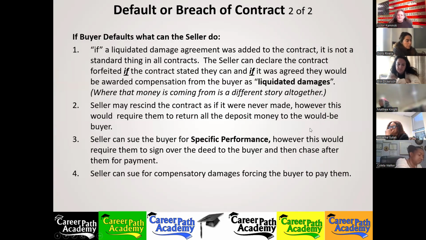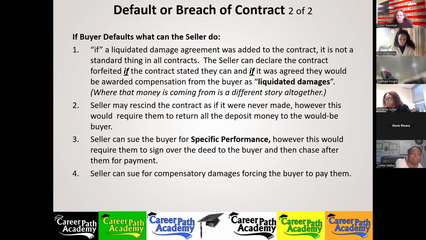Okay, so now let's talk about if the buyer defaults, what can the seller do? Can the seller sue the buyer for liquidated damages? Sure, if they're a moron. Seriously, that's my explanation. The buyer's got to be a moron for a seller to successfully be able to sue the buyer for liquidated damages. How do you mean this? Why are you disparaging these people? Well, because they're idiots.